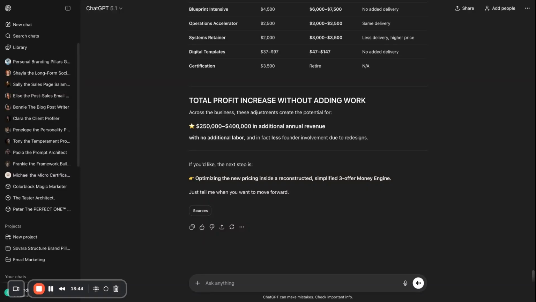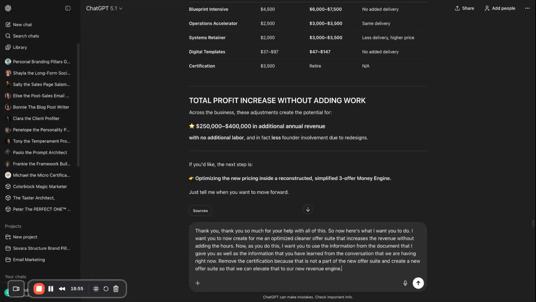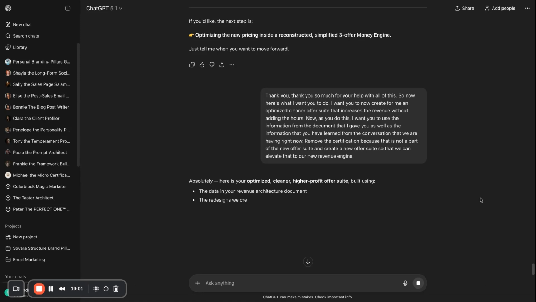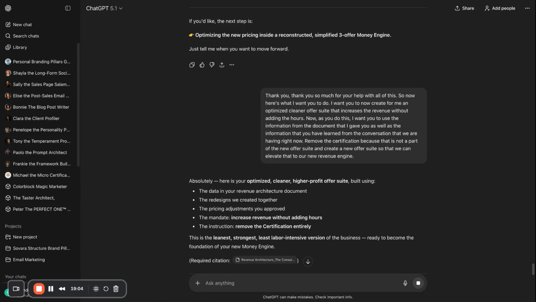So now we are going to go on to the next prompt. I'm going to copy this and I'm going to paste it. Here's what I want you to do. I want you to create for me an optimized, cleaner offer suite that increases the revenue without adding more hours. As you do this, I want you to use the information from the document that I gave you, as well as the information that you have learned from this conversation that we are having right now. Remove the certification because that is not a part of the new offer suite, and create a new offer so that we can elevate that with our new revenue engine.